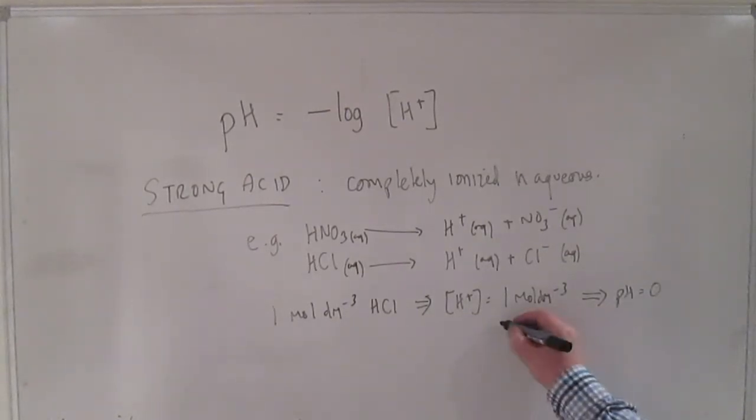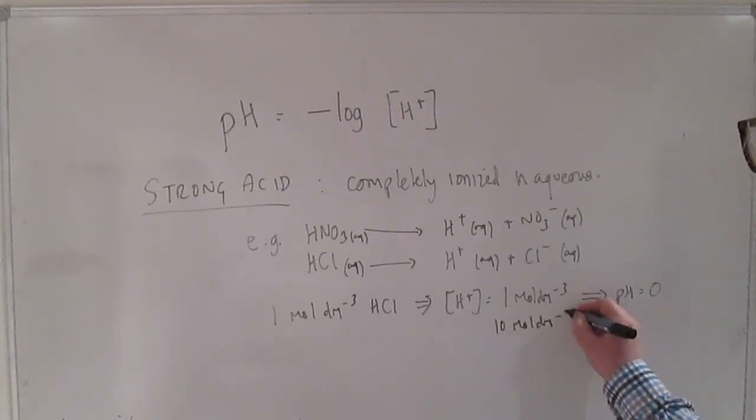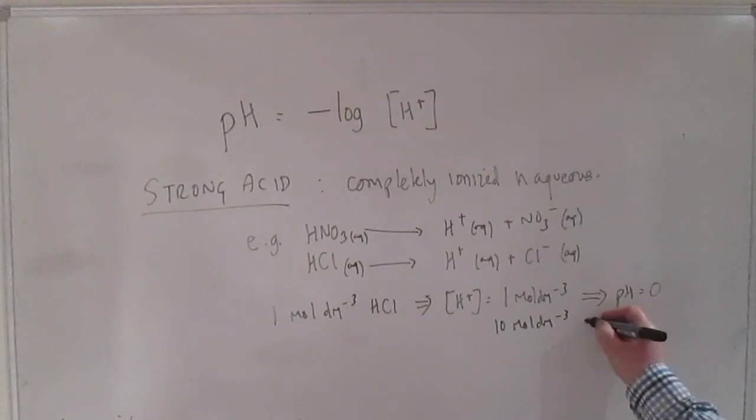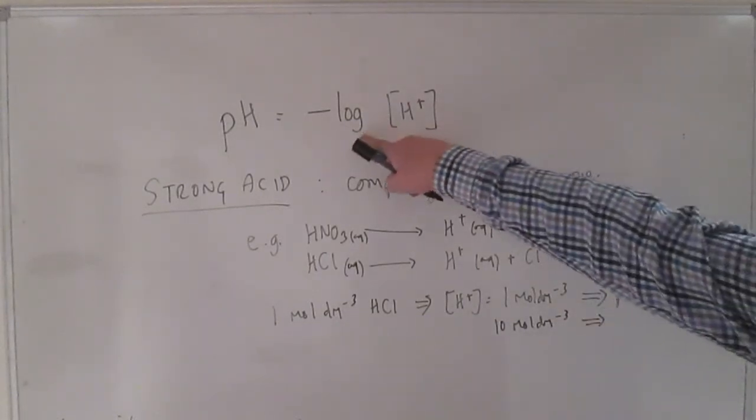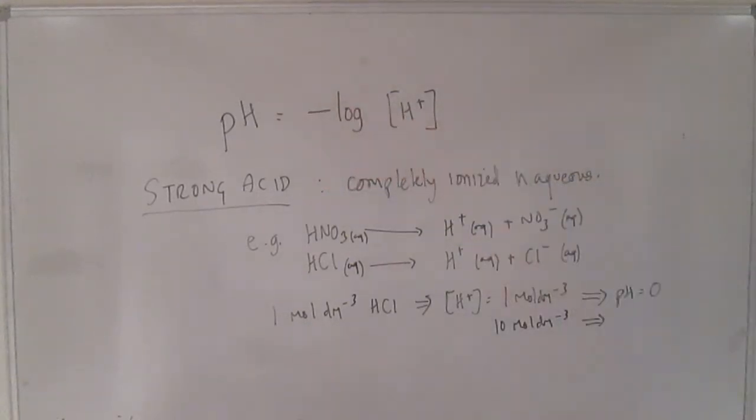If we had 10 moles per dm cubed, which is approximately the concentration of concentrated hydrochloric acid, then log of 10 is 1, and minus log of 10 is therefore minus 1. So actually, you can have negative pHs.